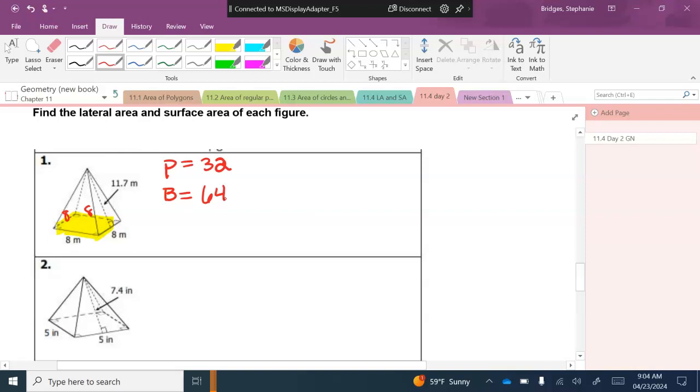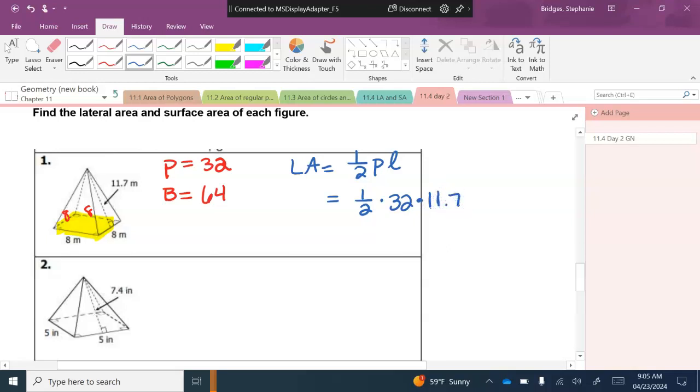Are we ready? So then we're going to find the lateral area. Your formula is going to be 1/2 your perimeter times your slant height. What did we say the perimeter was? Kingsley, this is where you need to pay attention. My slant height is the length of the segment that goes down the middle of one of my sides. What is that labeled here? 11.7. That's my slant height.